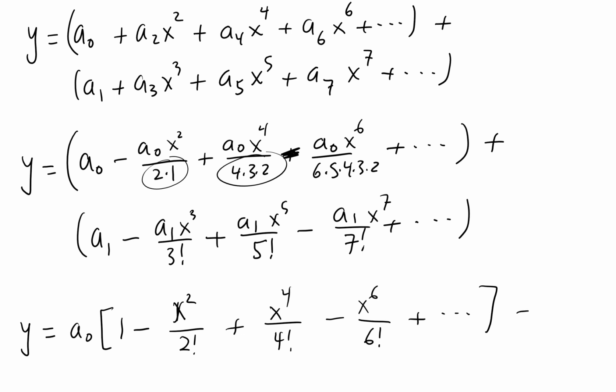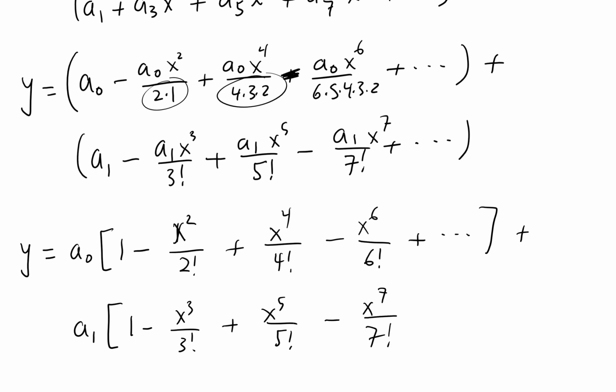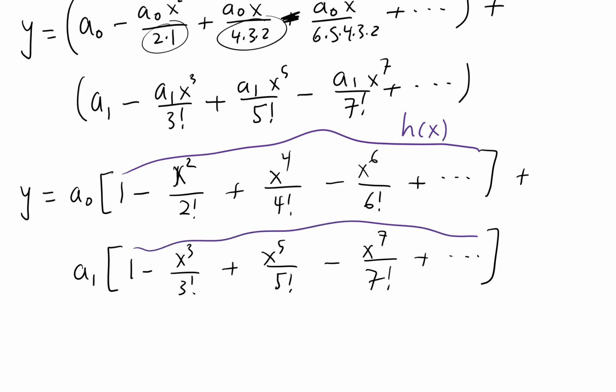Plus, same thing we do here. We take a1 out. That will give 1 minus x cubed over 3 factorial plus x to the 5th over 5 factorial minus x to the 7th over 7 factorial plus and so on. So what did I get here? This is actually the solution. This is the solution for that differential equation. What is this about? This is in the form of some function. This is a function called h of x. So a0 h of x plus a1, call it r of x.